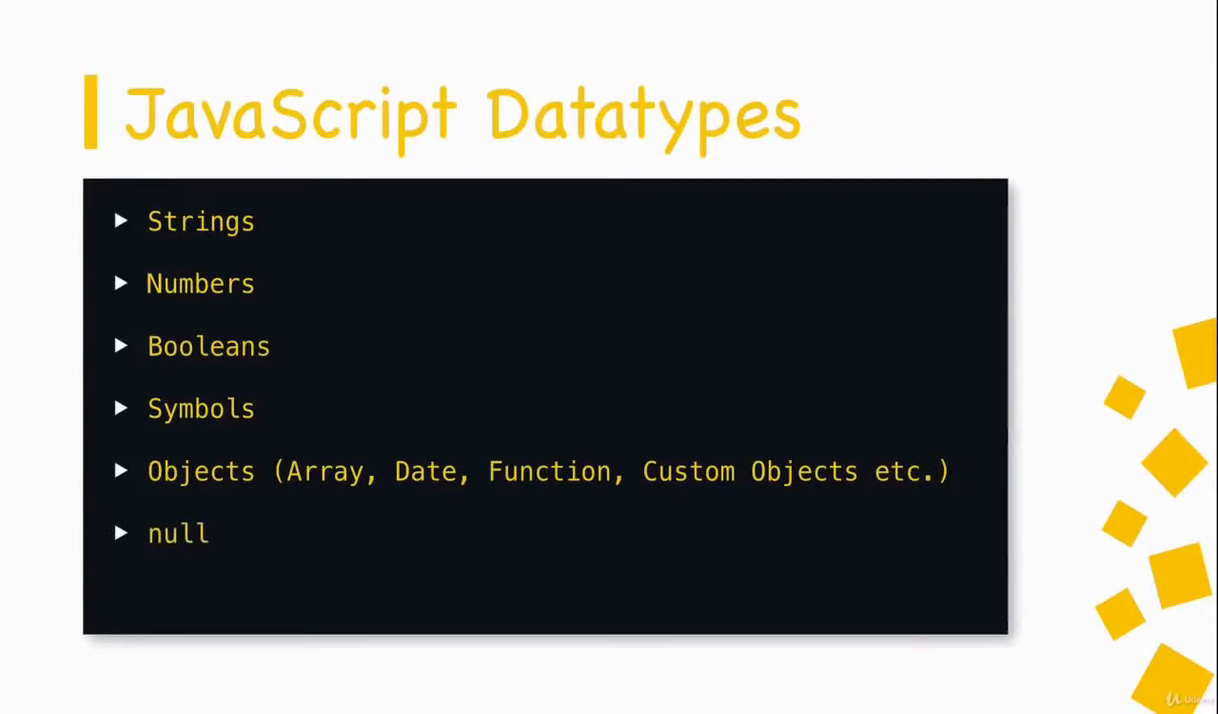And then we have a special value called null. Null means a deliberate non-value, which means the value is non-existent. Another special value we have is undefined, which represents a value that is not defined yet, which means the value is undefined now, but the value may be defined later. So these are the main data types of the JavaScript programming language.